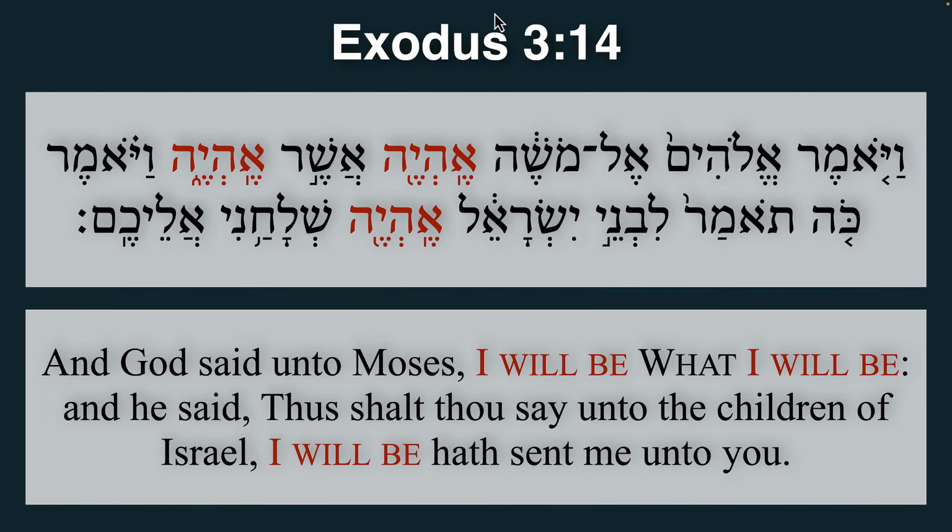We read in Exodus chapter 3 verse 14, when Moses asks God what his name is, Vayomer Elohim El Moshe, Ehyeh Asher Ehyeh. Vayomer Ko Tomar Livne Yisrael, Ehyeh Shalachani Elechem. So God said to Moses, I will be what I will be. This is the true meaning of Ehyeh Asher Ehyeh. And he said, thus shalt thou say to the children of Israel, I will be hath sent me unto you.